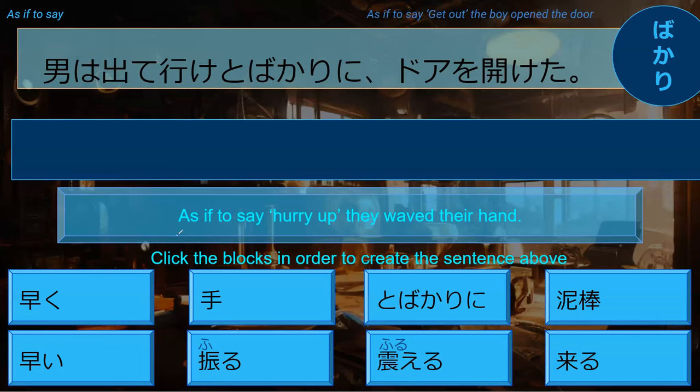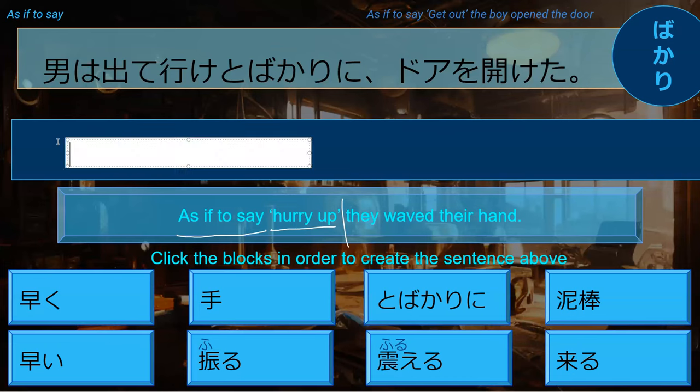So how would you say as if to say hurry up? They wave their hand. Sorry, I said open. It's waved their hand. I don't know why I said open. As if to say, hurry up. So hurry. Okay, day here is, I'm guessing day here is karera. Karera wa, they, as if to say hurry.